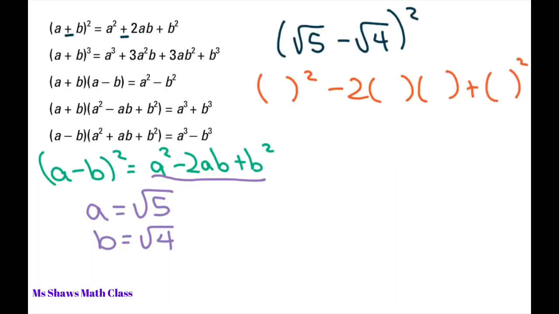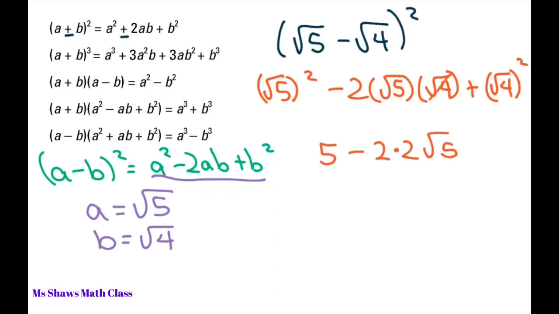Now plug in your A. Your A is square root of 5, square root of 5. And plug in your B, square root of 4, square root of 4. So square root of 5 squared is 5 minus 2 times square root of 4, which is just 2, times square root of 5. And square root of 4 squared is just 4. So in this case, we're going to have 5 plus 4 is 9 minus 4 square root of 5.